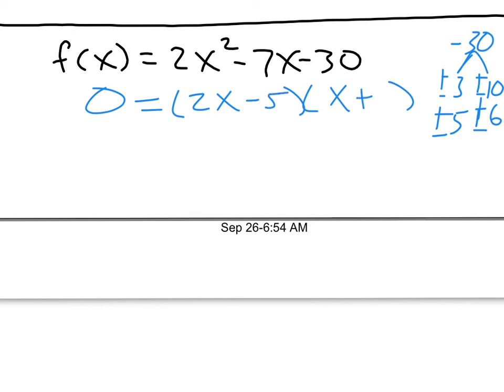Now keep it in mind here as I do the FOILing process, all I have to look at is the middle term. Like the way I have this set up, okay, I know that the first term is going to come out to be 2x squared. I know the last term is going to be -30. Am I hitting this middle term of -7? So really all I need to look at are multiplying the outer 2 terms and the inner, okay? and I get 12 minus 5, which is positive 7.